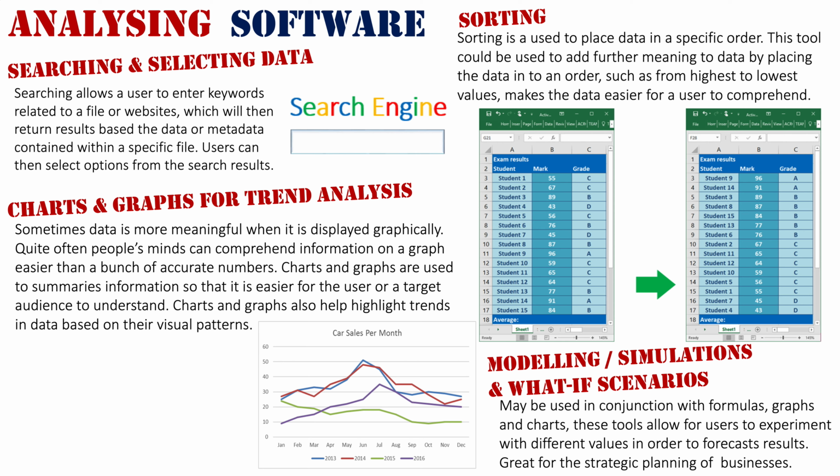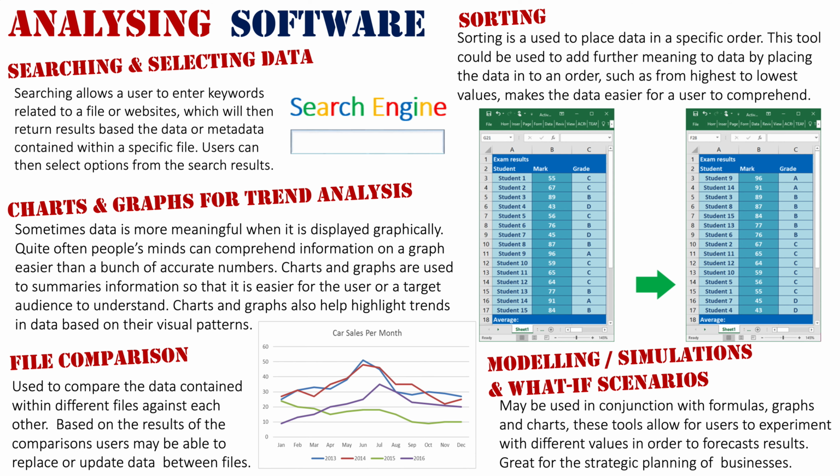That can be done in spreadsheets and obviously higher end software tools, such as decision support systems, to help us predict courses of action that will hopefully lead to benefit through our information system for our organization. And then finally, we've got file comparison, used to compare data contained within different files against each other.